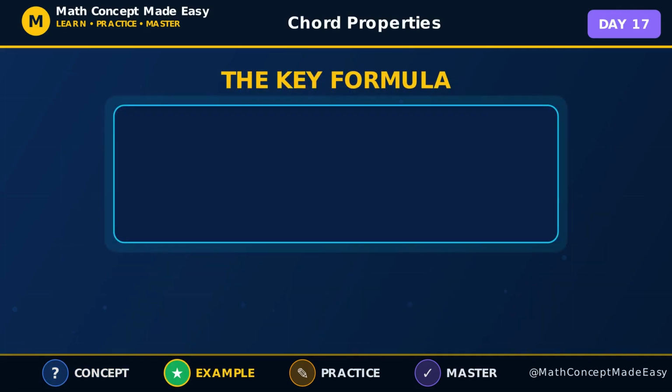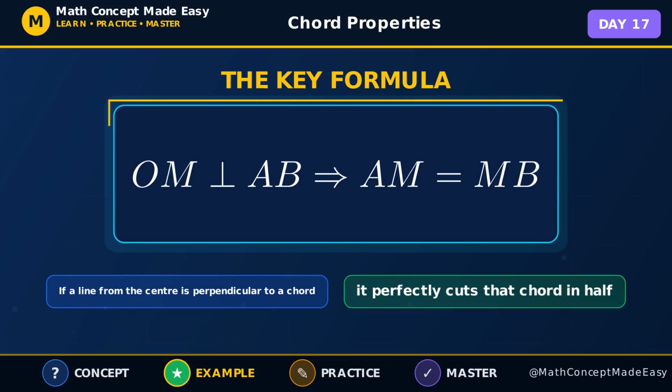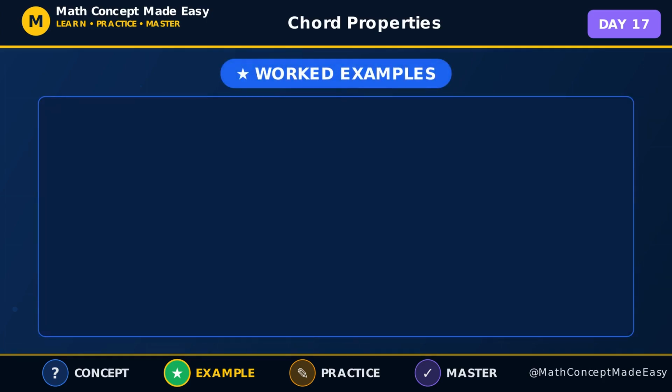Here is the key formula for chord properties. The formula is: if a line from the center is perpendicular to a chord, it perfectly cuts that chord in half. Watch how each part appears as I say it. Do not just memorize the symbols, make sure you understand what each one represents, because that is what the exam really tests. Let us put this to work with real examples, one step at a time.